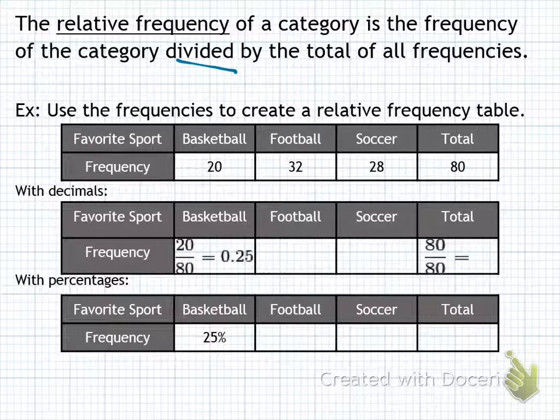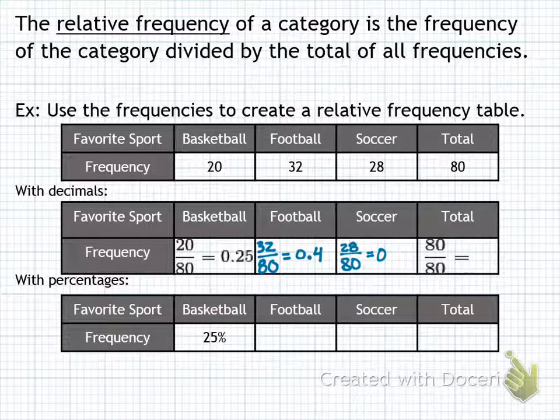It's our grand total. So our first one's already done for us, so we would take 20 and then divide by 80 to get 0.25 as our decimal there. And then we continue and do this with the other ones as well. So 32 over 80 is 0.4. 28 over 80 is 0.35. And then 80 over 80 is just 1. That would be our whole.